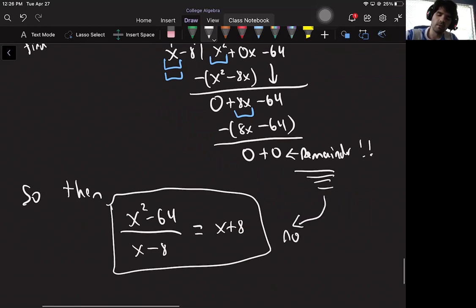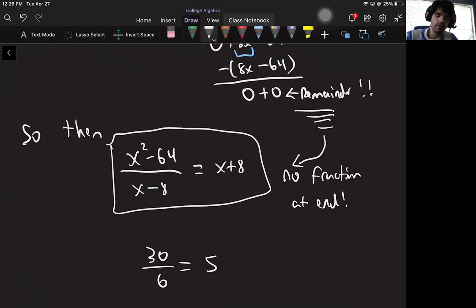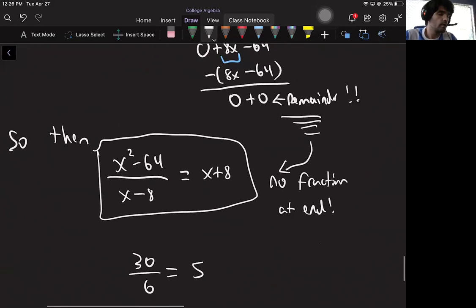So this means there's going to be no fraction at the end if you get a remainder of 0. It's very similar to if you divide by something that actually goes into it, like 30 divided by 6 goes into it perfectly 5 times, there's not going to be a remainder if you do this long division process. So this is something that can happen, and we'll come back to this kind of stuff a lot eventually.